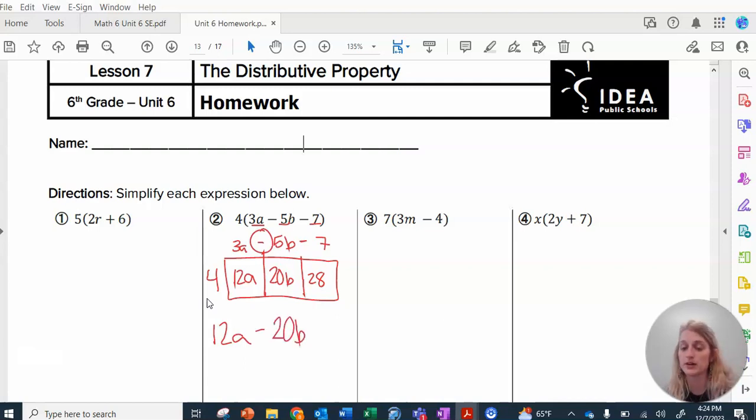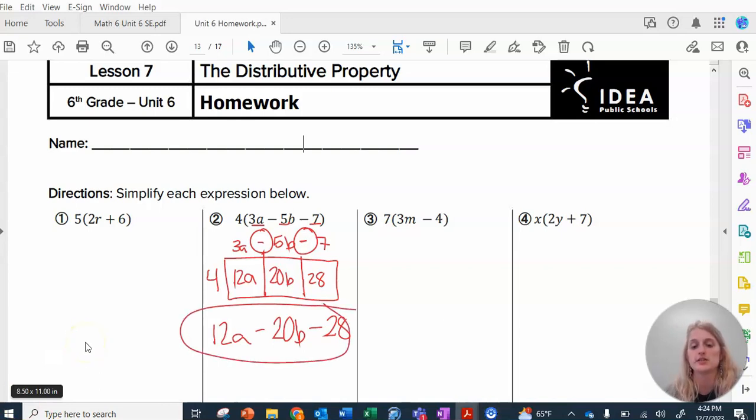20b. A and B are different, like apples and bananas. You cannot combine them, so we're leaving them separate. We're also writing that minus sign, and our 28. Apples, bananas, and dollars, all different. So all 3 of them cannot be combined. That's our answer.